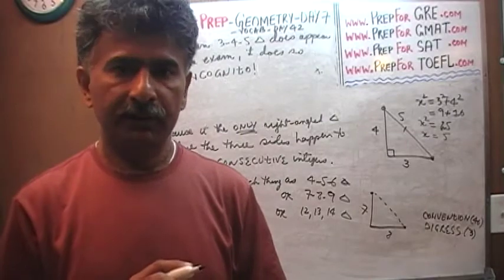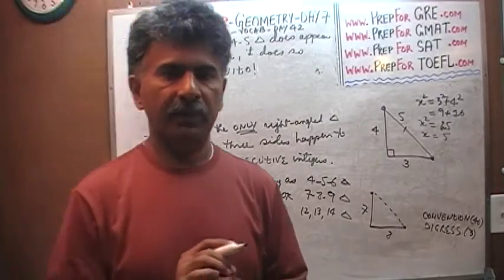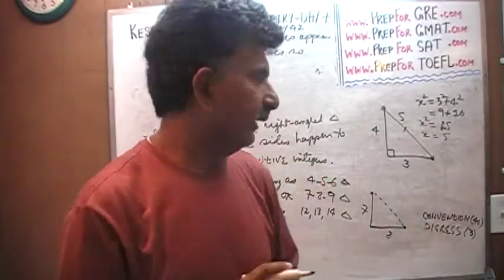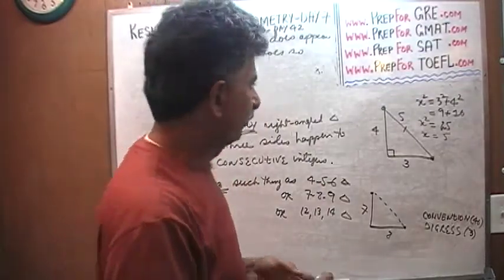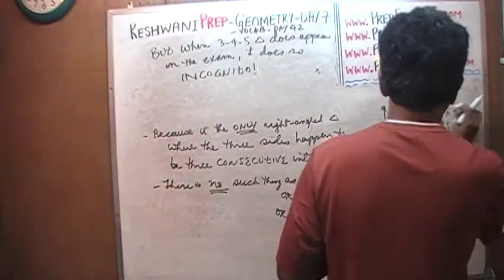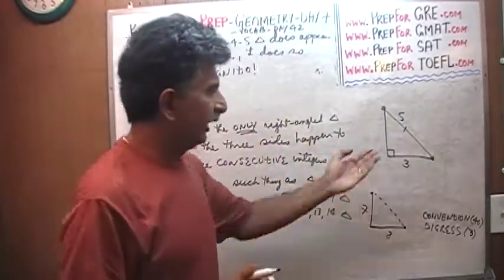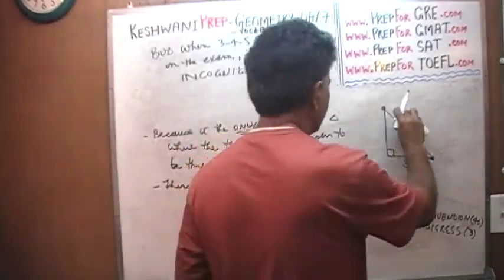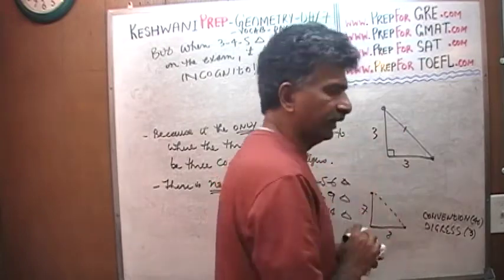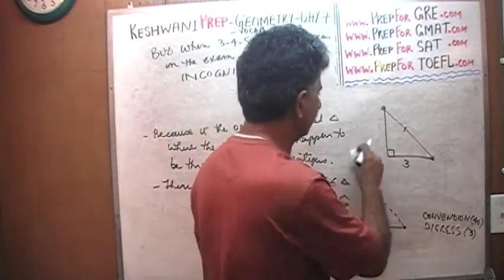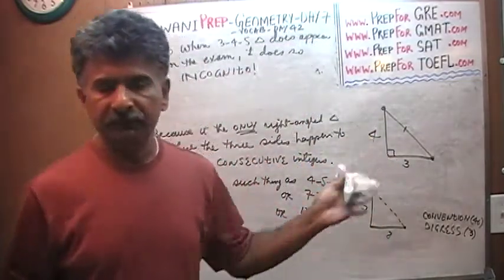In other words, a 3, 4, 5 triangle does not appear in the exam. They're not going to ask you a simple question like that. You're never going to find questions where they give you this side and ask you how much is that side, or they give you these two sides and ask you how much is that side. It's just too simple. This should be 4. It'll be too simple. It's not going to appear like that.